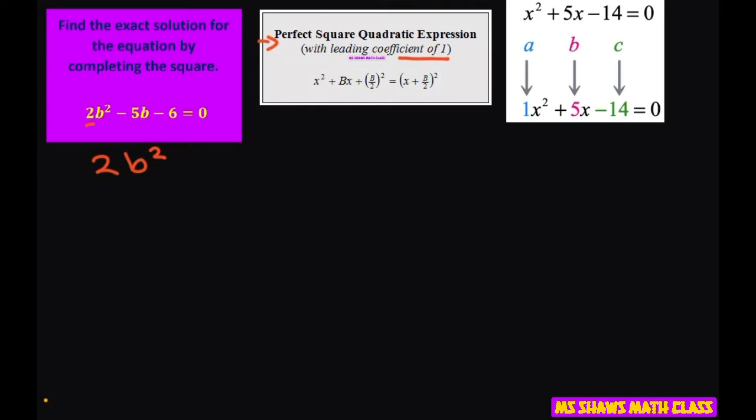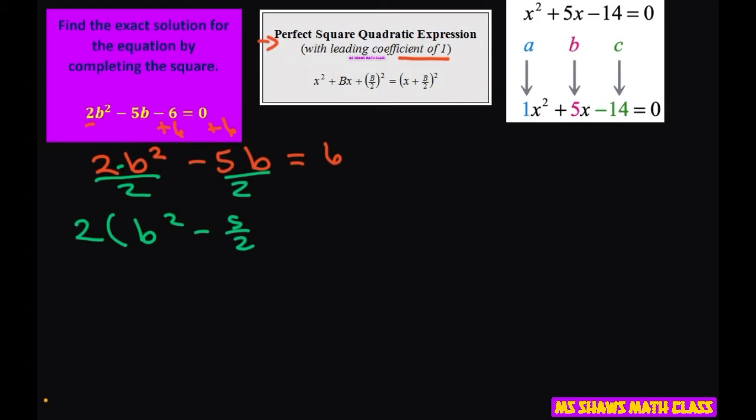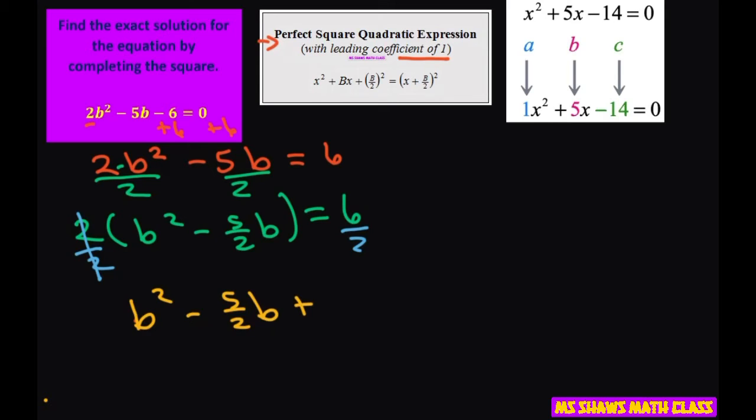We're going to write this as 2b squared minus 5b equals, we're adding 6 to both sides of the equation, so we get 6. Now let's factor out a 2. You factor out a 2, it's like dividing by 2, but don't lose the divisor. All right, equals 6. Now divide both sides by 2, and that cancels out. So now what we have is b squared minus 5/2 b.